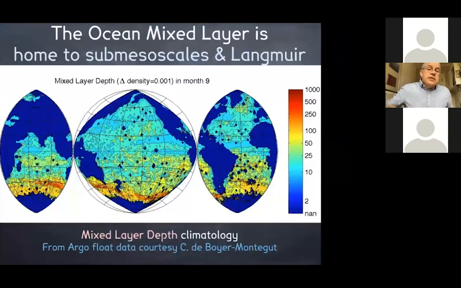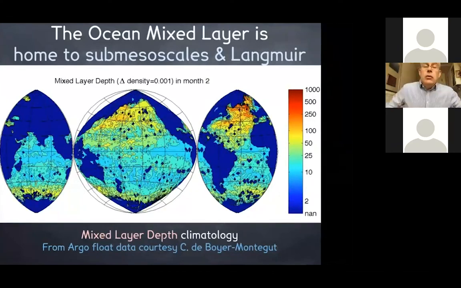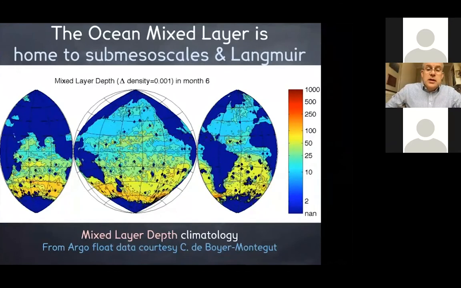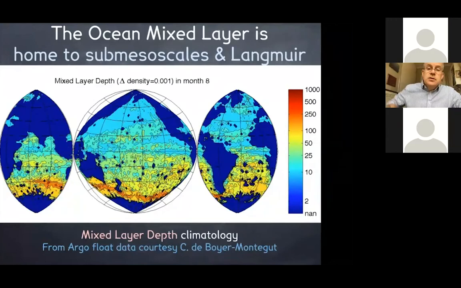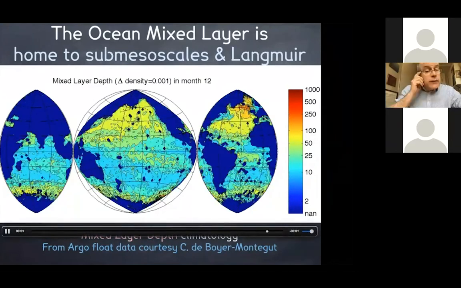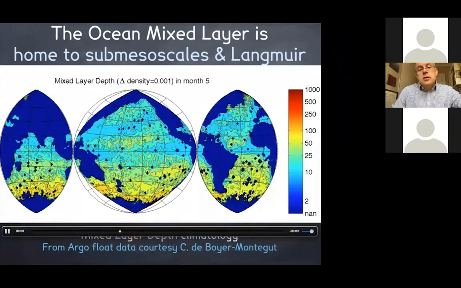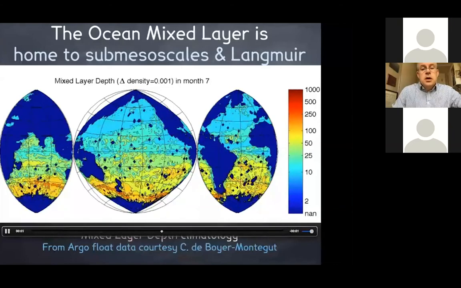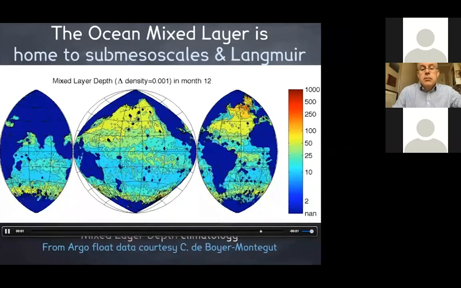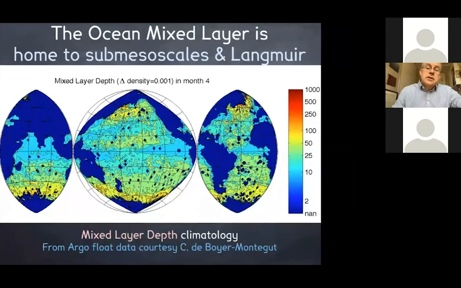Now, both the submesoscales and the Langmuir scale live in that weakly stratified surface layer. So this is from Argo floats. This is a climatology on repeat showing months of the year and showing how deep that layer is. So the ocean itself is about 4 kilometers deep, but that boundary layer varies from tens of meters to a few hundreds of meters. It's deeper in the wintertime hemisphere, and that's the home to our submesoscales and Langmuir scales.